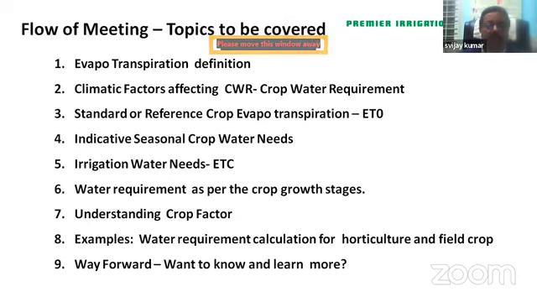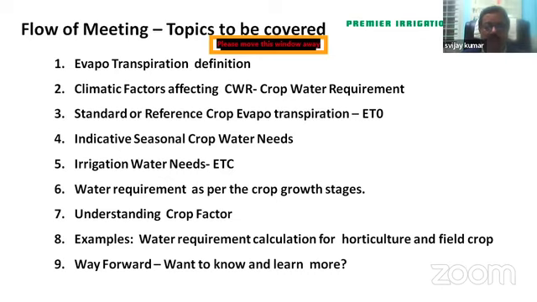Then we will see what are the climatic factors that affect crop water requirement. Then we will also see the reference crop evapotranspiration. Then let us look at the indicational seasonal crop water needs, and then the irrigation water needs. And also we look at the water requirement as per the different crop stages. And we have to understand another important concept called crop factor.